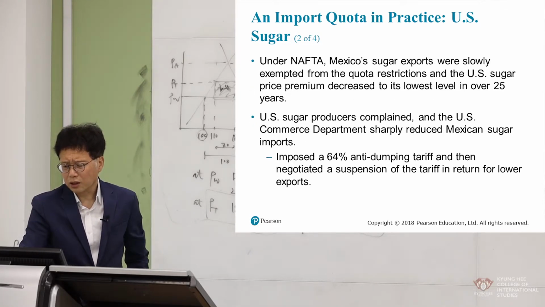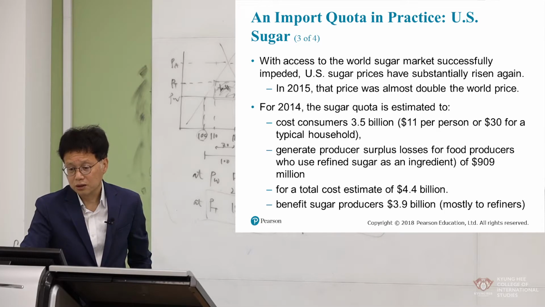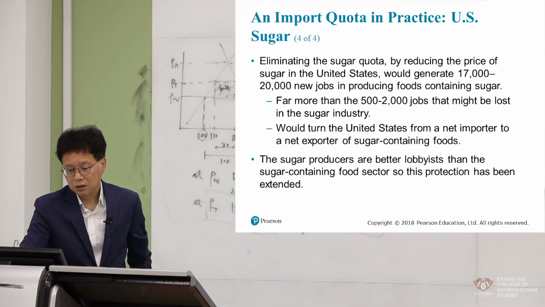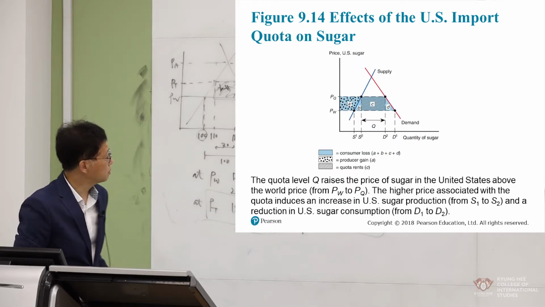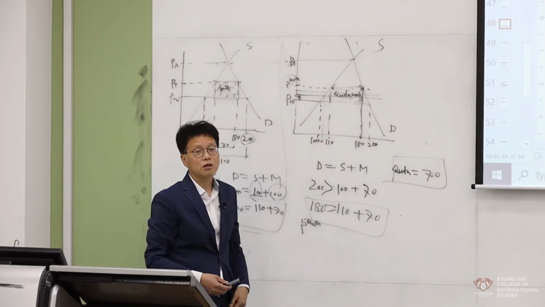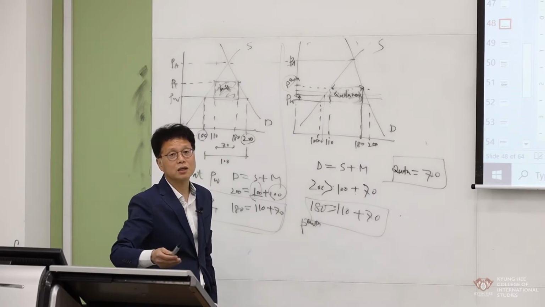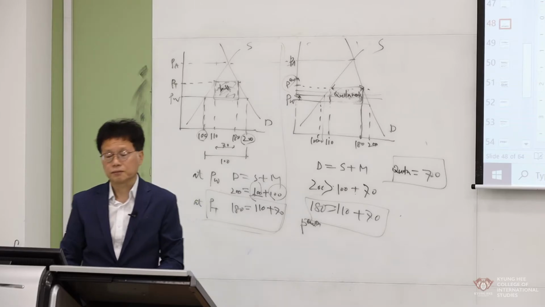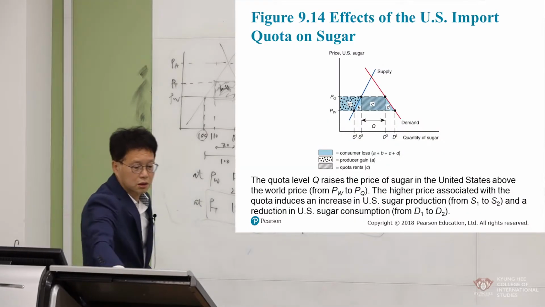So that is the sugar case. The sugar case is a U.S. example, so I'd like to skip this. So back to here. Anyway, we also use lots of this kind of thing. Korean government is using this quota policy on lots of agricultural products, right? So now welfare analysis of quota.